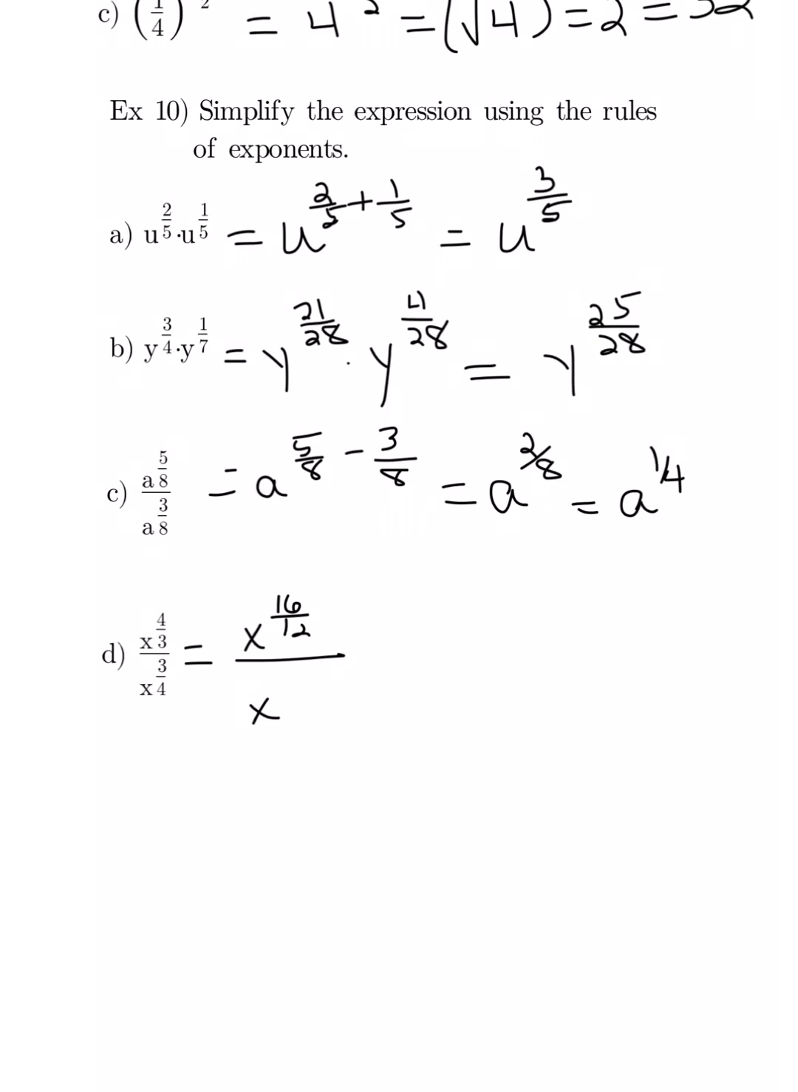So we're going to have x to the 9/12. Now the rule for dividing the bases is subtract the exponents. So we will have x to the 16 minus 9, which is 7 over 12.